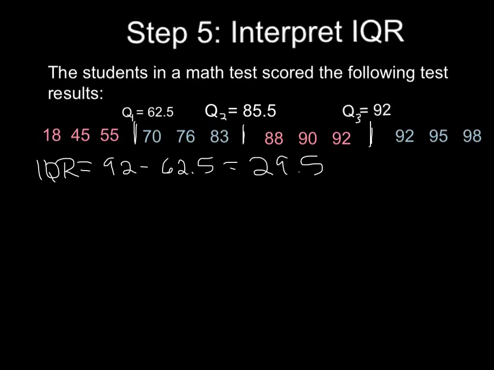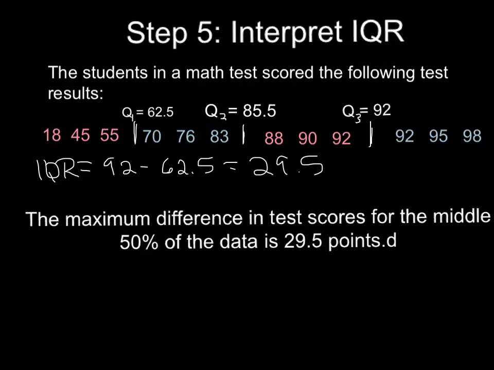Now that we know that our interquartile range is 29.5, we're just going to interpret it, and we do that by writing a sentence. So here's our sentence. The maximum, because remember, your range here is talking about the largest possible and the smallest possible number in the middle 50% of the data. So the maximum difference, because we're subtracting, in test scores for the middle 50%, we're only talking about the middle 50% of data, is 29.5 points.